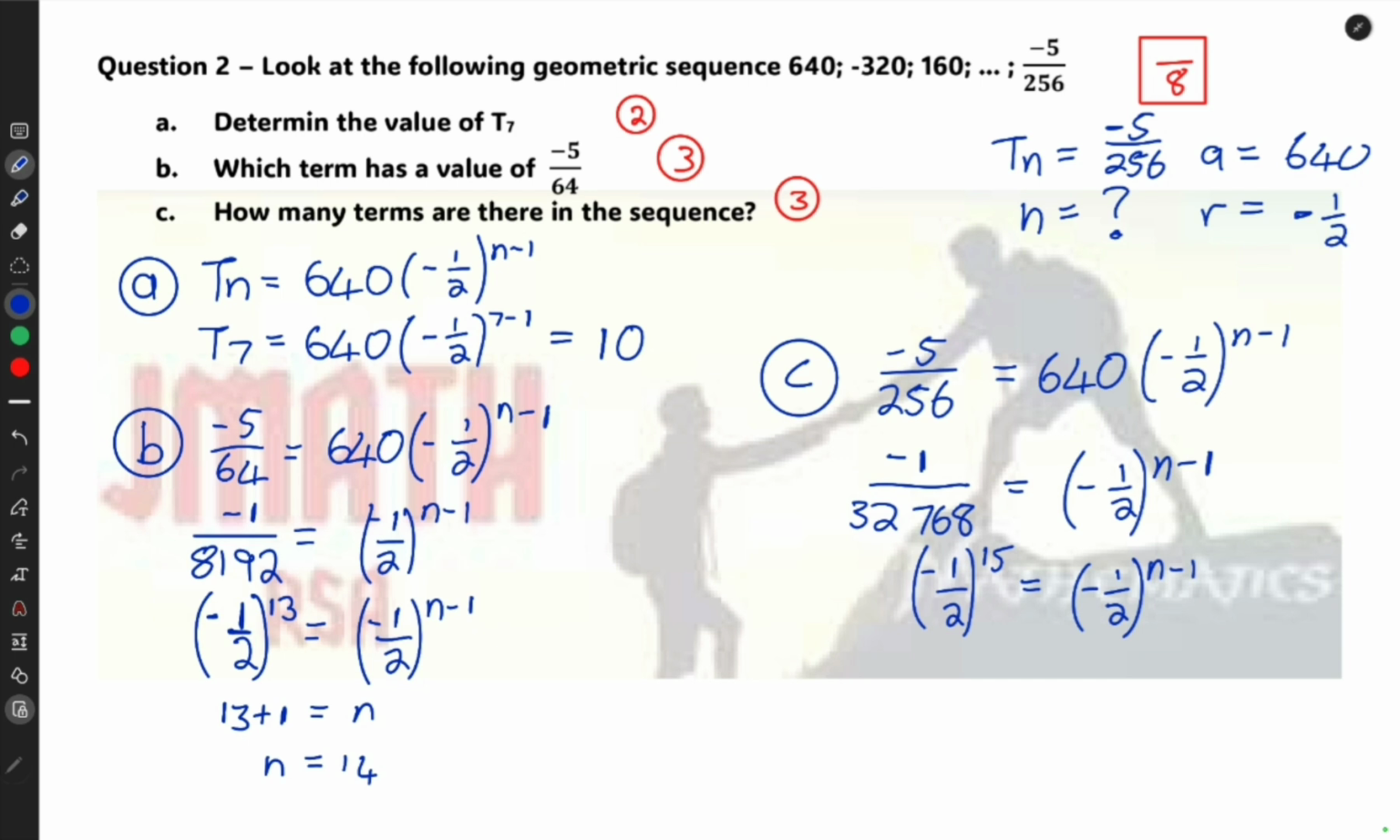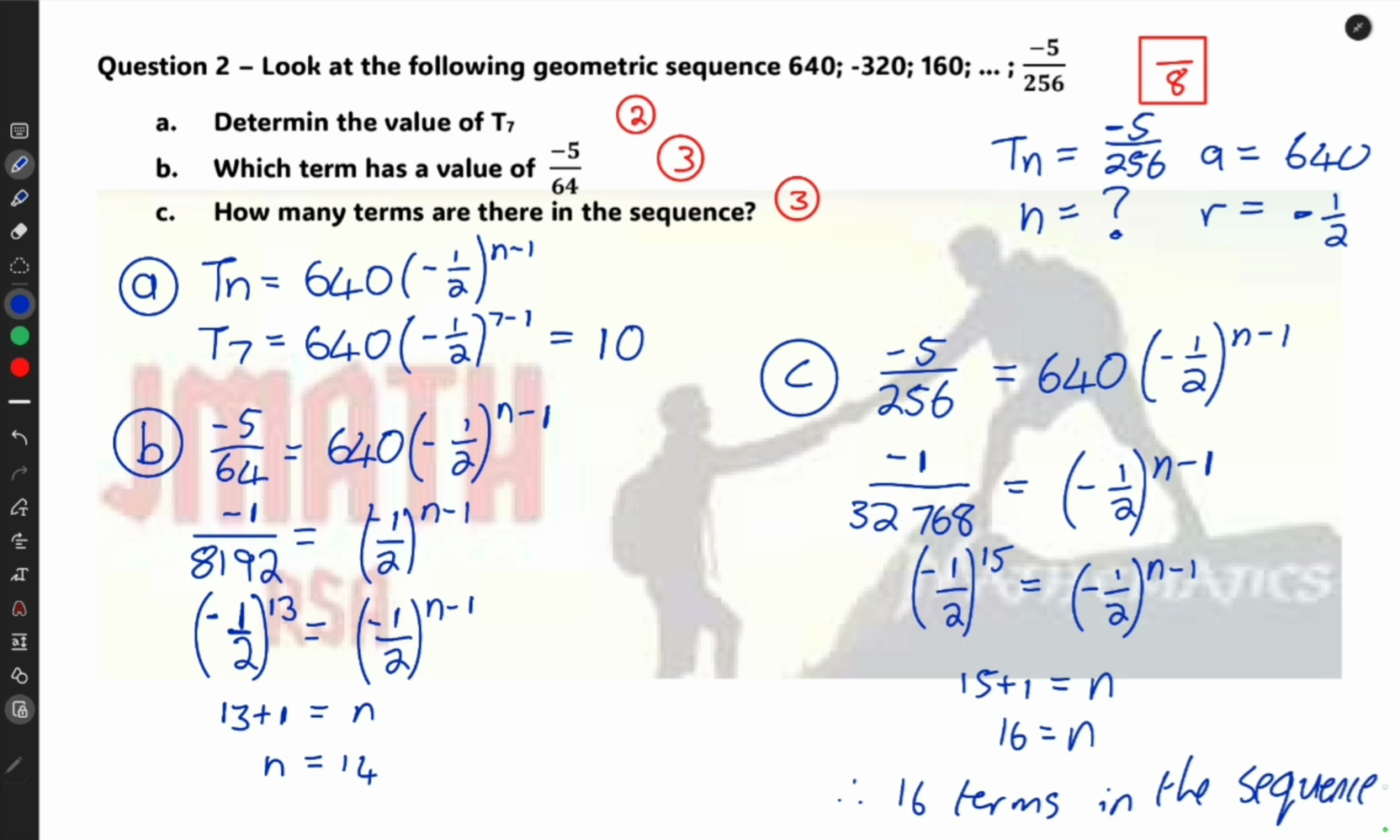Okay, now the bases are the same, so I can drop them. So n is actually equal to 16, but this was a word sum. How many terms are there in the sequence? Therefore, 16 terms in the sequence.